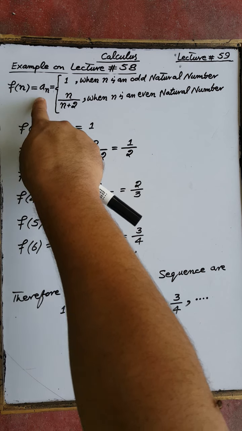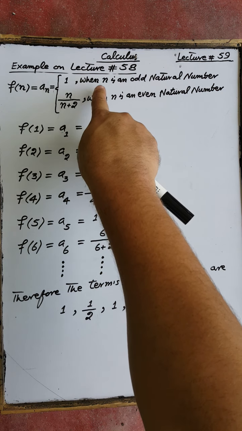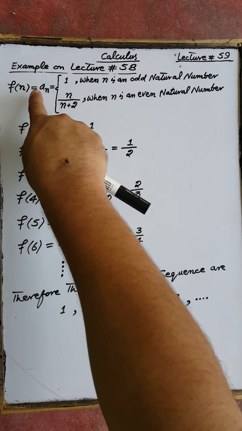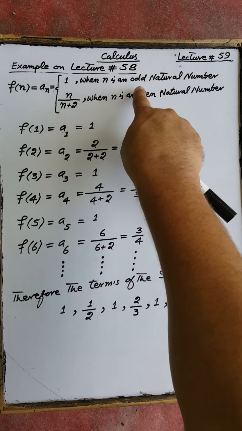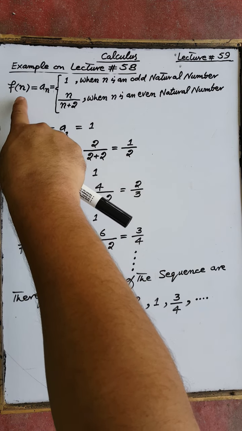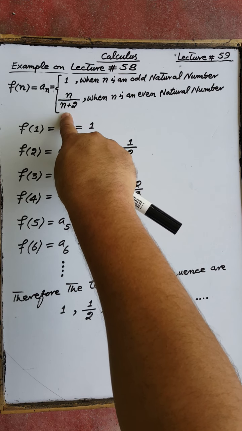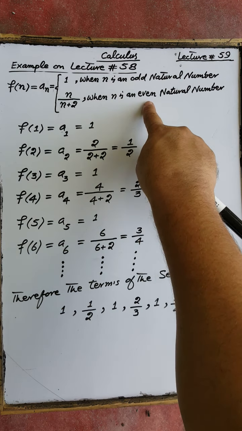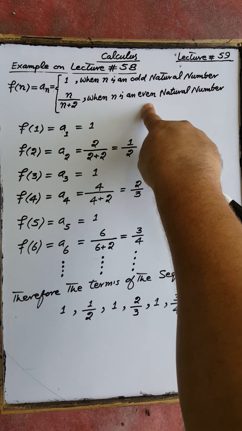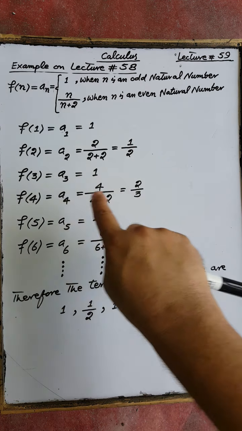Suppose the general term of the sequence is 1 when n, the index of the sequence, is an odd natural number, and the value of the function f of n is calculated from n divided by n plus 2 when n is an even natural number. Calculate the sequence from the given function.